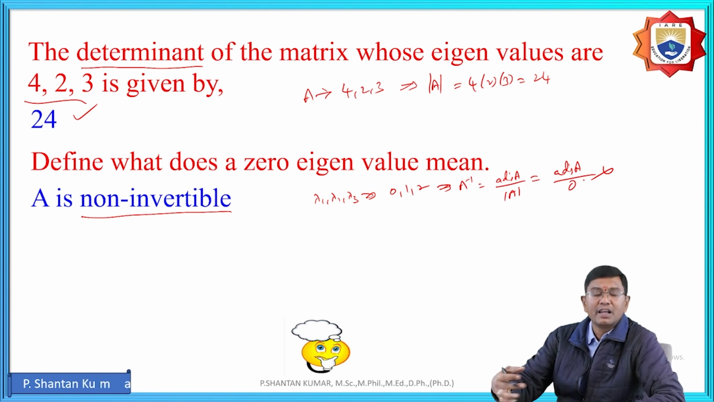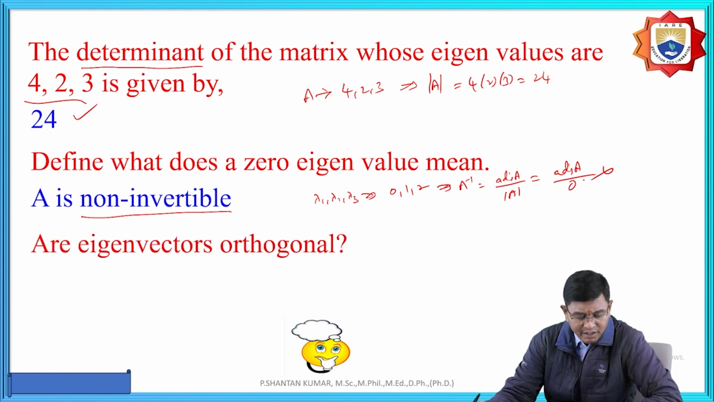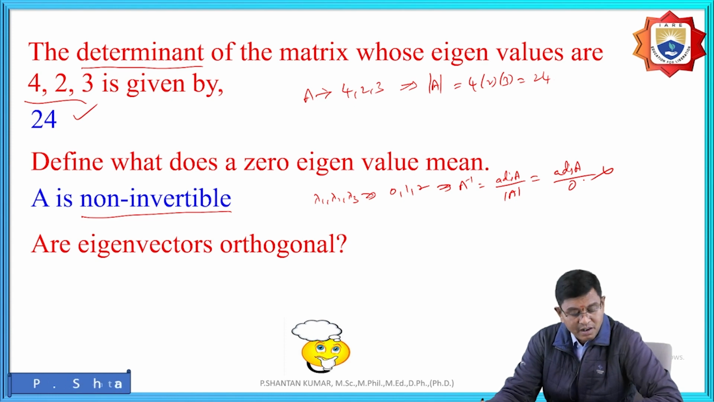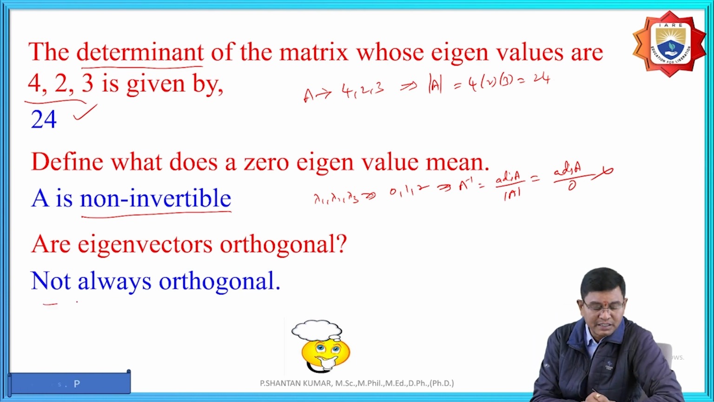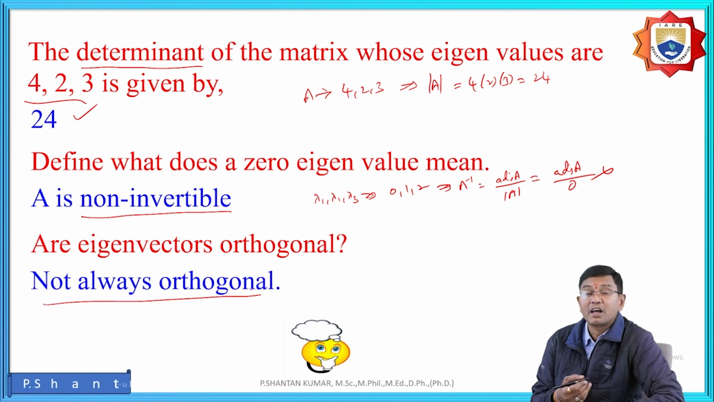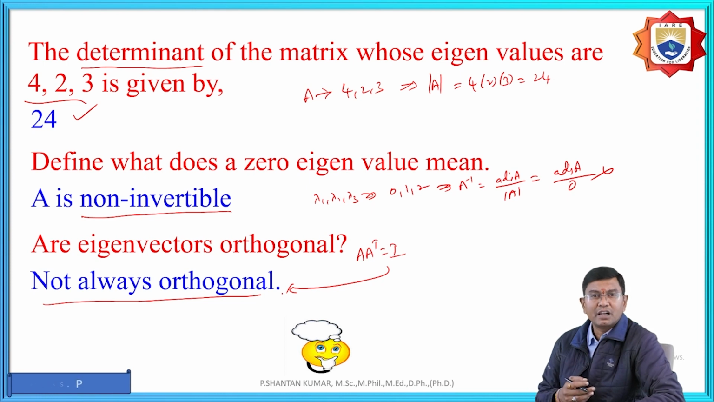These are examples from the definition terminology point of view under Module 1, that is eigenvalues and eigenvectors. And finally, the last one: are eigenvectors orthogonal? It is not always orthogonal, because based upon repeated eigenvalues, normalization is required. Eigenvectors are not necessarily orthogonal, since the condition A into A transpose equals I does not always hold. Sometimes it is not possible. These are some of the definition terminology points.